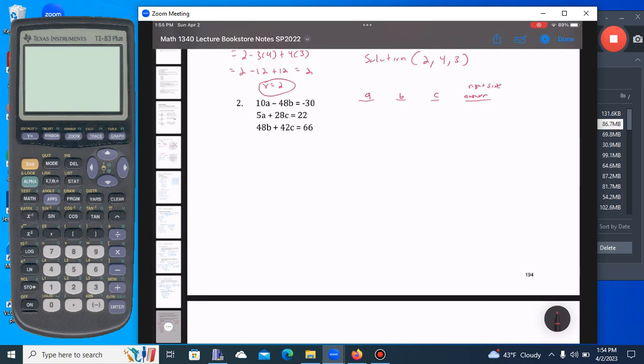So 10a minus 48b equals -30. The only thing we gotta do is think about what c would be. We have 10a minus 48b plus 0c equals -30. Then 5a plus 28c will have 5a plus 0b plus 28c equals 22. And the last one we have 0a plus 48b plus 42c equals 66.